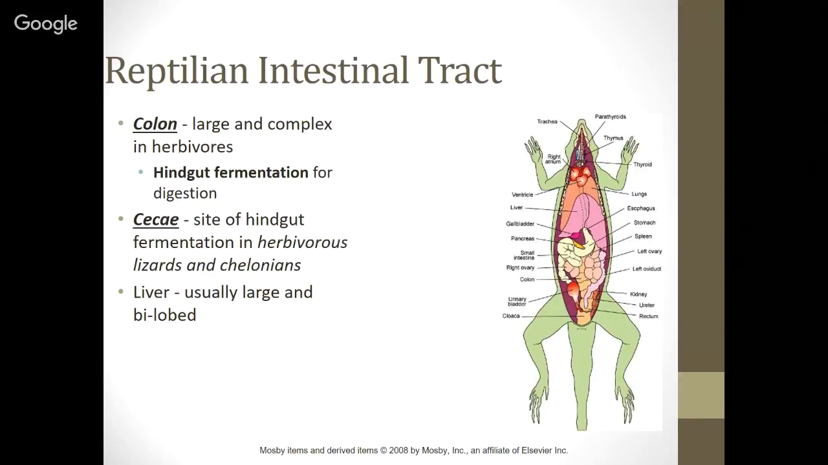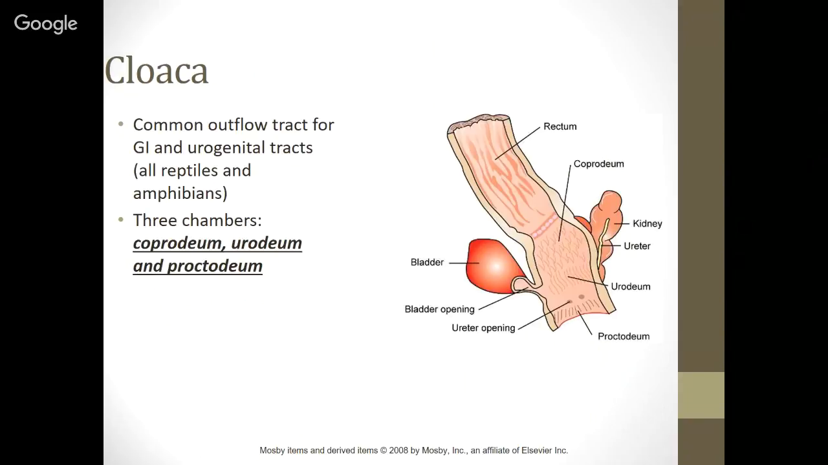The liver is usually large and bilobed, much like an avian. The cloaca is a common outflow tract for GI and urogenital tracts in all reptiles and amphibians, and is just like avian. There are three chambers: the coprodeum, the urodeum, and the proctodeum.